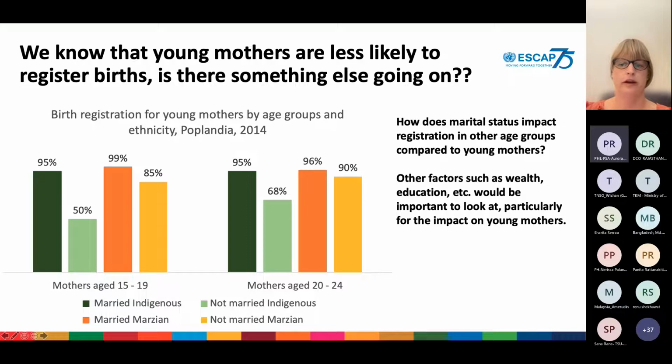And then other factors, such as education. If you're a teenage mother, perhaps you didn't make it all the way through school, you might be more likely to be impoverished. A lot of other things could be going on, so some of these other factors could be playing into registration.